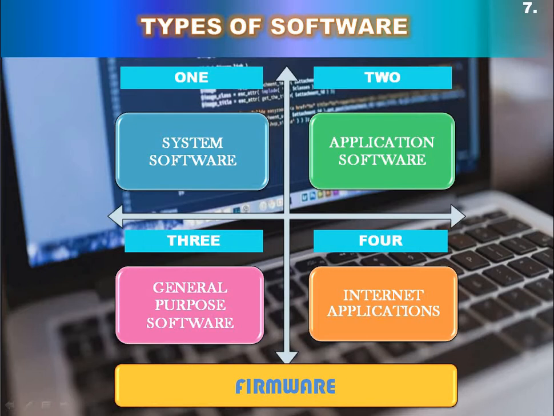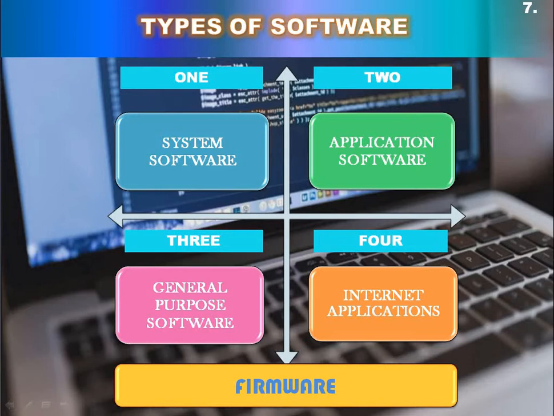The foremost thing you need to know is that software can be further divided into mainly two categories: application software and system software. But some other types are also added in recent times along with these basic types. So the first type is system software. The second type of software is application software. The third type is general purpose software. And the fourth type is internet applications.